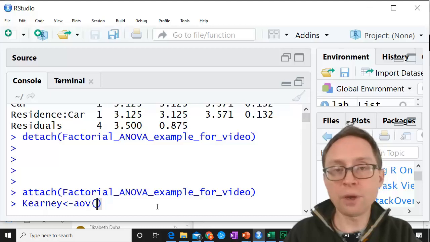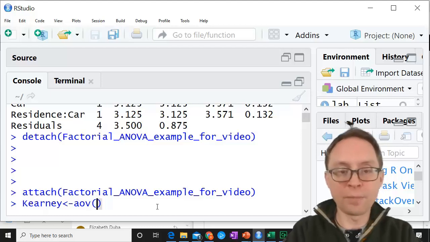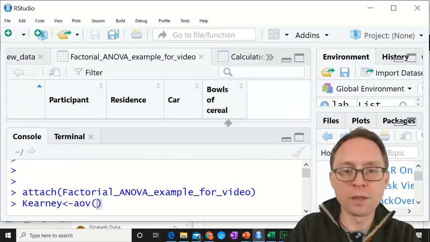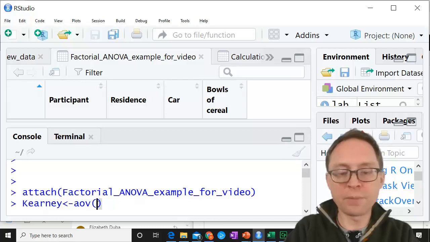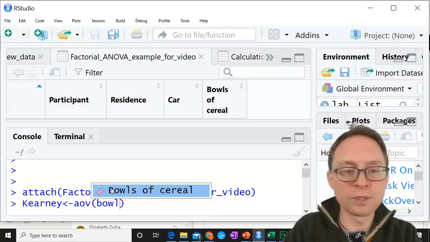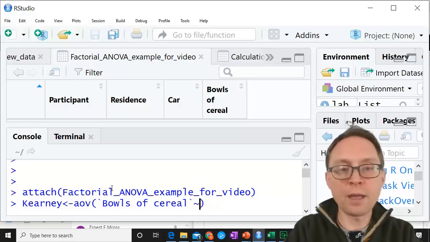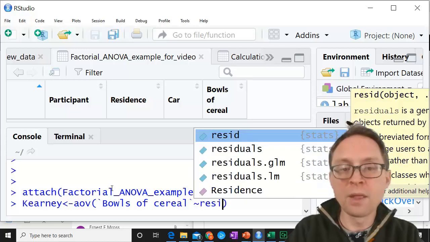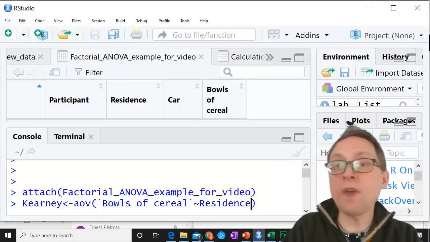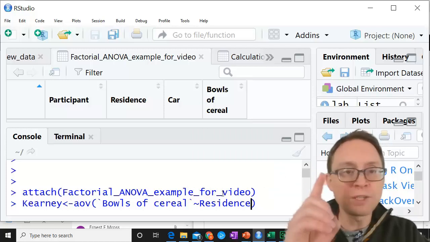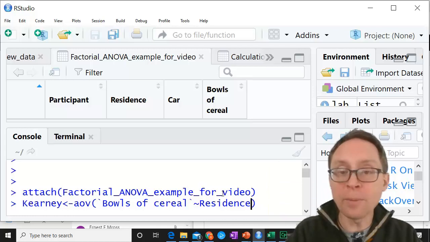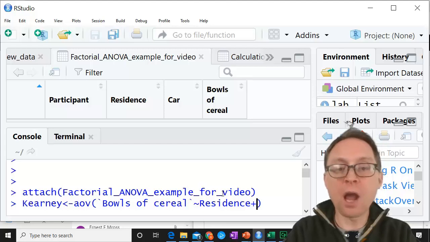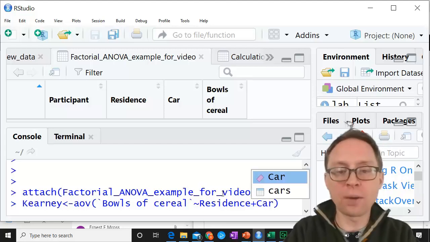This is the same way we did the factorial. We start with the dependent variable, which in this particular case, let me pull this down so you can see it, is going to be bowls of cereal. That's the dependent variable we want, separated by the residence, whether you live on or off campus. But that is just going to give us the main effect. We want to add another main effect, so I'm going to put the plus button right there, and say I want the other main effect too, the main effect of car.